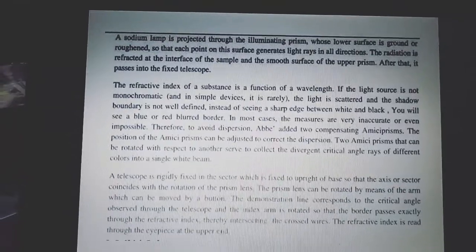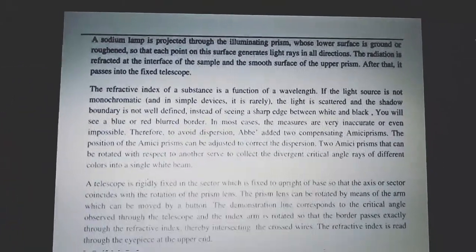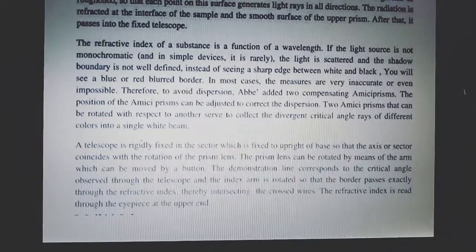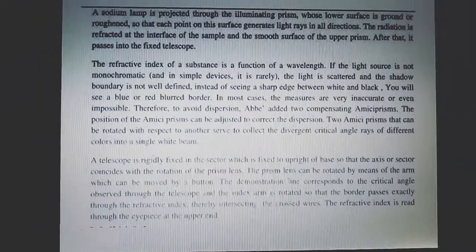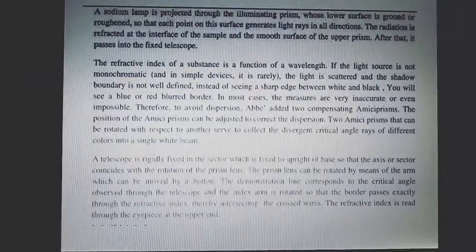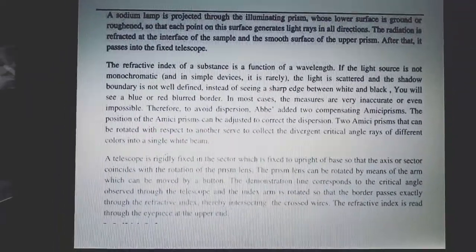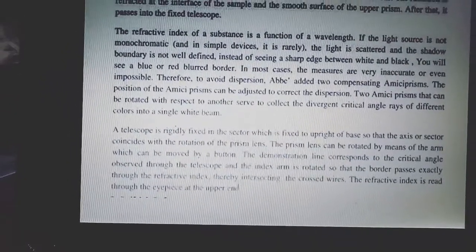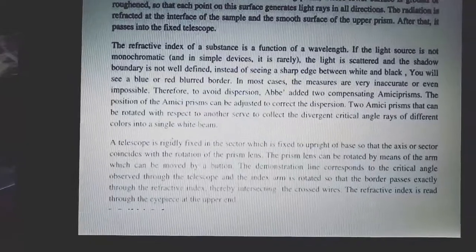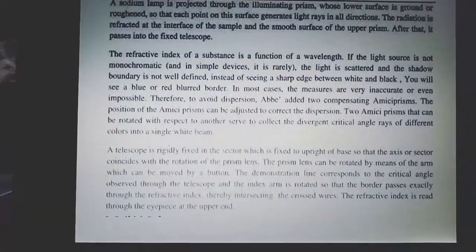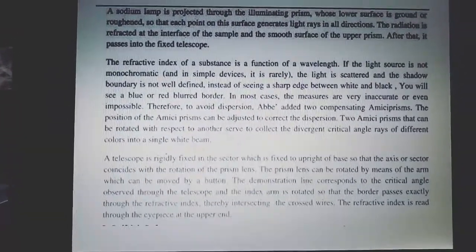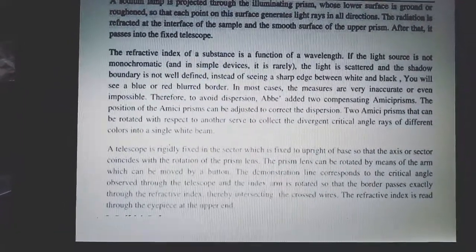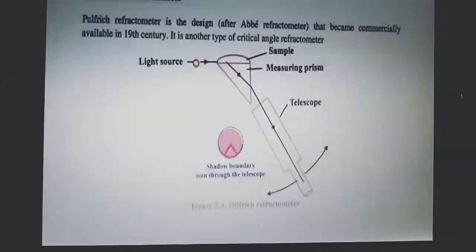Okay, the position of the Amici prisms can be adjusted to correct the dispersion. Two Amici prisms that can be rotated with respect to one another serve to collect the divergent critical angle rays of different colors into a single white beam. A telescope is rigidly fixed in the sector, which is fixed to the upright of the base, so that the axis of the sector coincides with the rotation of the prism length. Okay, the refractive index is read through the eyepiece at the upper end.